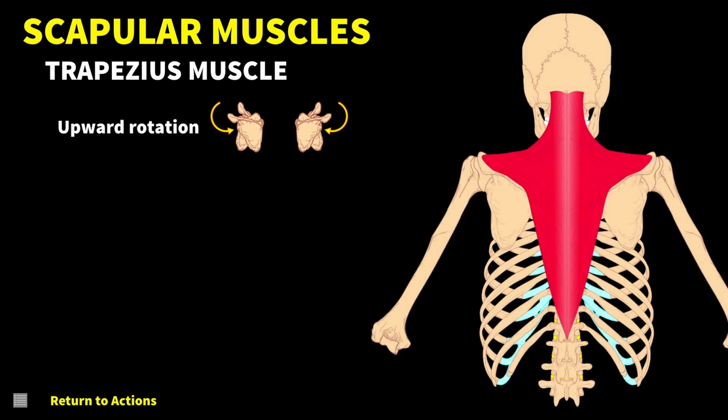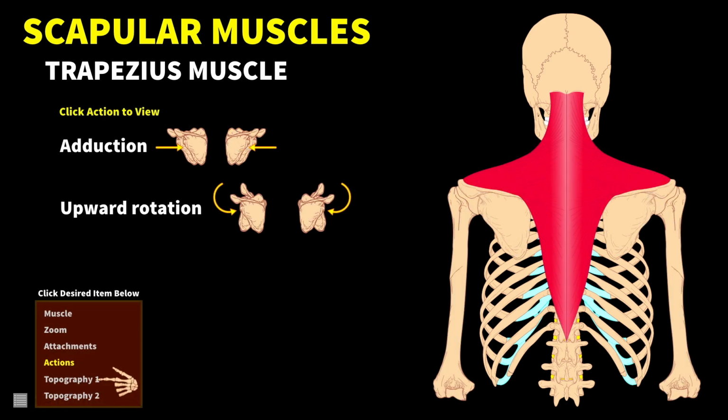The superior fibers attach to the clavicle laterally and raise the lateral end of the clavicle, which then rotates the scapula upward. Observe that the lower fibers attach to the medial border of the scapula at the base of the spine. When they contract, they rotate the medial side of the scapula downward, which then upward rotates the scapula.